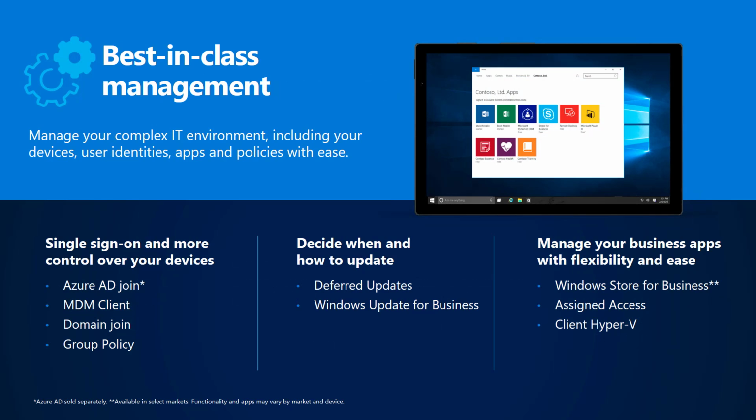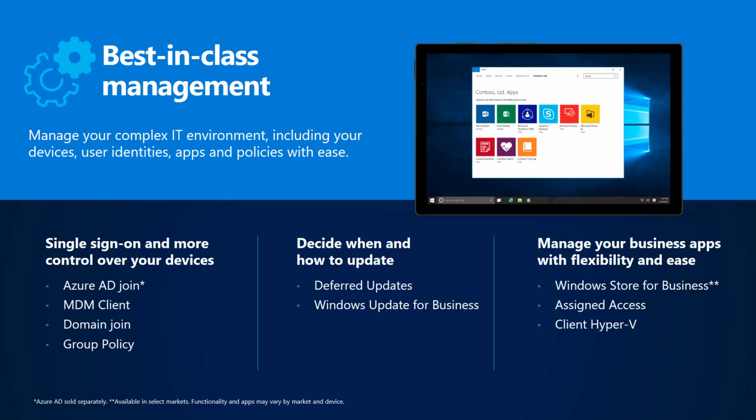When it comes to the management story, let's take a look at the three primary columns that we've got here. So things like single sign-on and more control over your devices. Now we've really got two different ways we can look at doing this. We've got the first two, Azure AD Join and MDM client, so using Azure Active Directory as our identity provider, and then using something like Intune as our mobile device management solution. But we can still go down the path of doing a traditional domain join and then leveraging group policy for those management purposes. So it's not that you have to choose one versus the other. It's not that Microsoft is saying you must use one of these. It's a matter of now you've got a choice as to which one actually makes more sense for your organization.